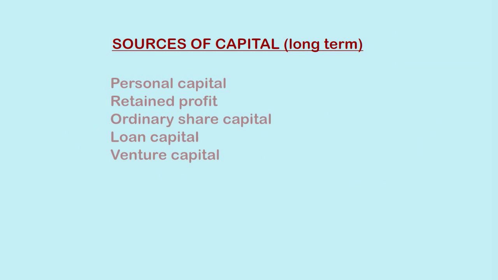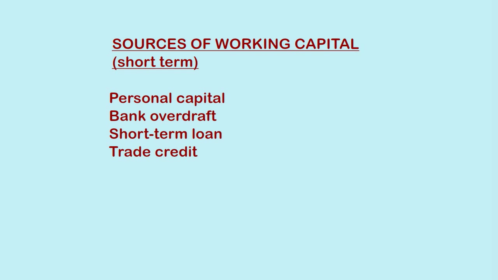So, what are the sources of capital for long-term purposes? Well, we've got personal capital and retained profit, ordinary share capital, loan capital, and venture capital. Sources of working capital, on the other hand, include personal capital, a bank overdraft, short-term loan, or trade credit.